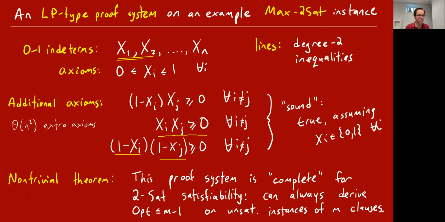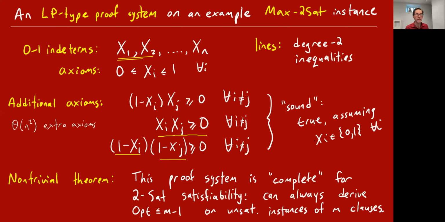And actually, I'm not going to prove this, but it's a non-trivial theorem that this proof system I've just explained to you is complete for the problem of 2-SAT satisfiability. Okay, and what I mean by that is precisely the following.